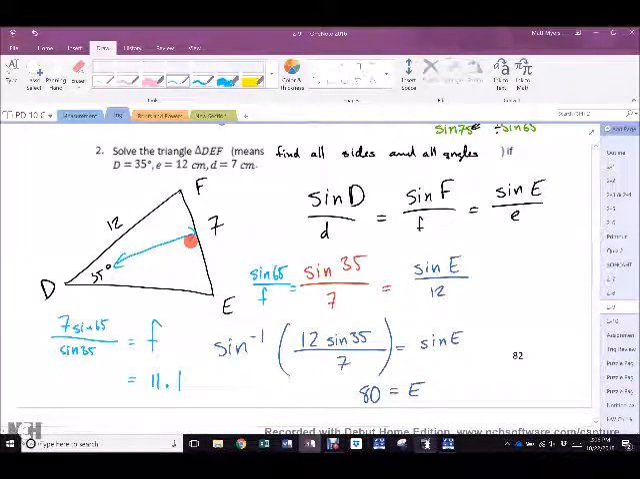Everybody good? Remember, sometimes you're left with a sine, so you have to shift. As always in trigonometry, when you're looking for an angle, big E, you add the shift sign to get the angle. When you're looking for a side, little f, you didn't. Just like in SOHCAHTOA trig.